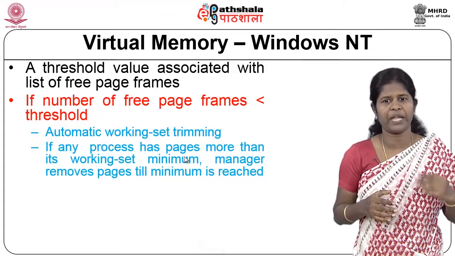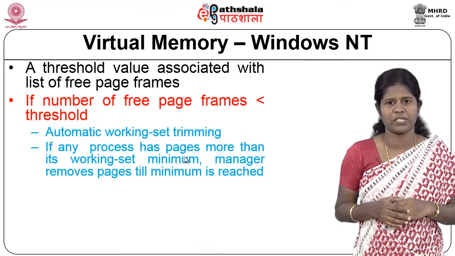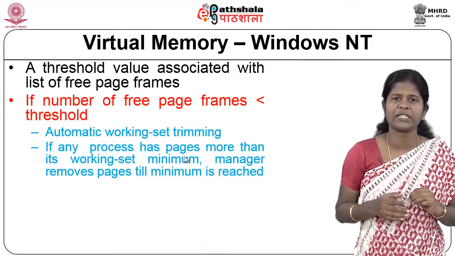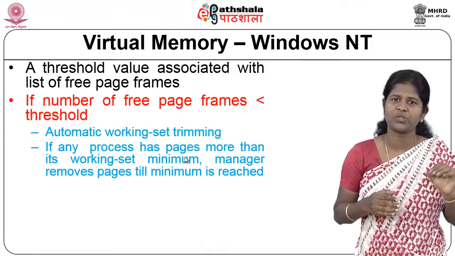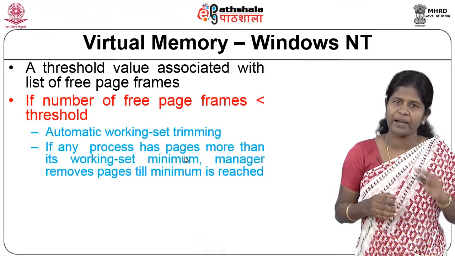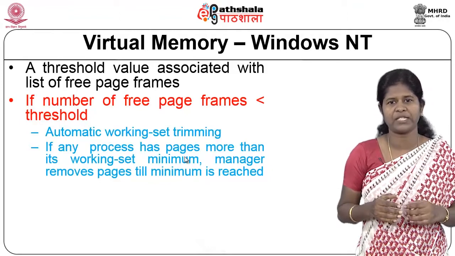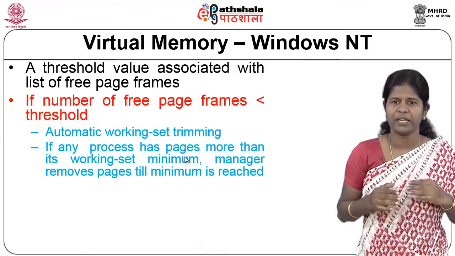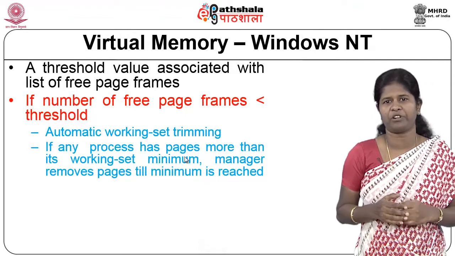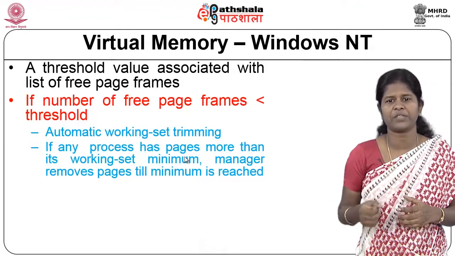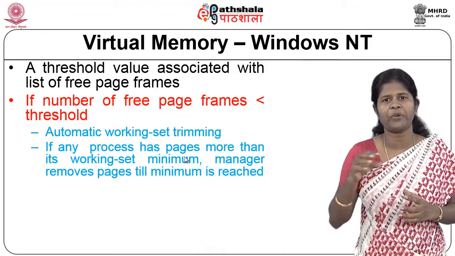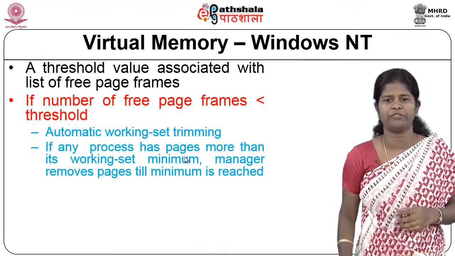It looks at the pages for those particular processes. It checks if the pages allocated to a particular process are more than the minimum number of pages that can be allocated to that process. If it is more than the minimum number of pages, it will remove those pages from that particular process and put them into the list of free frames.